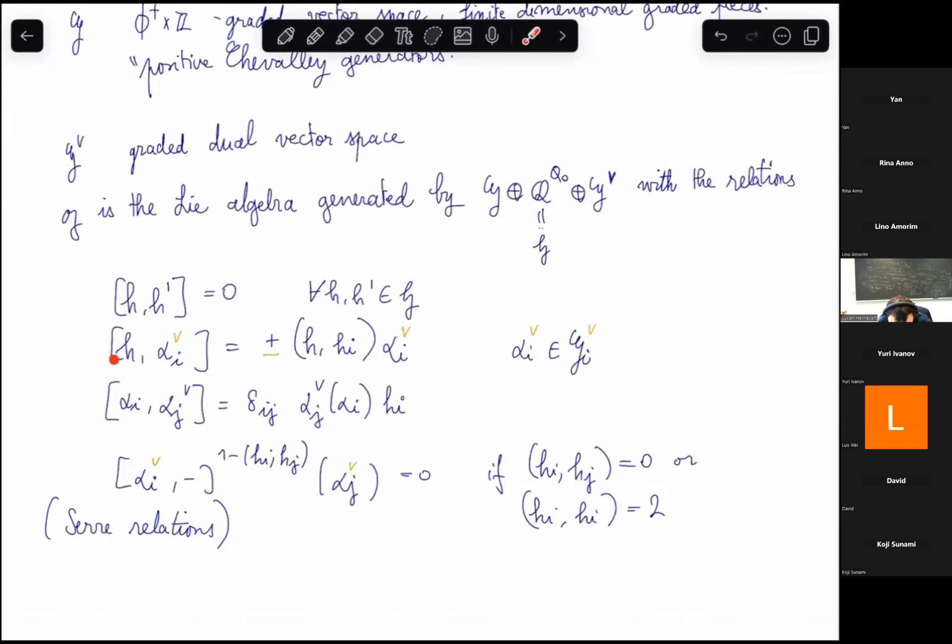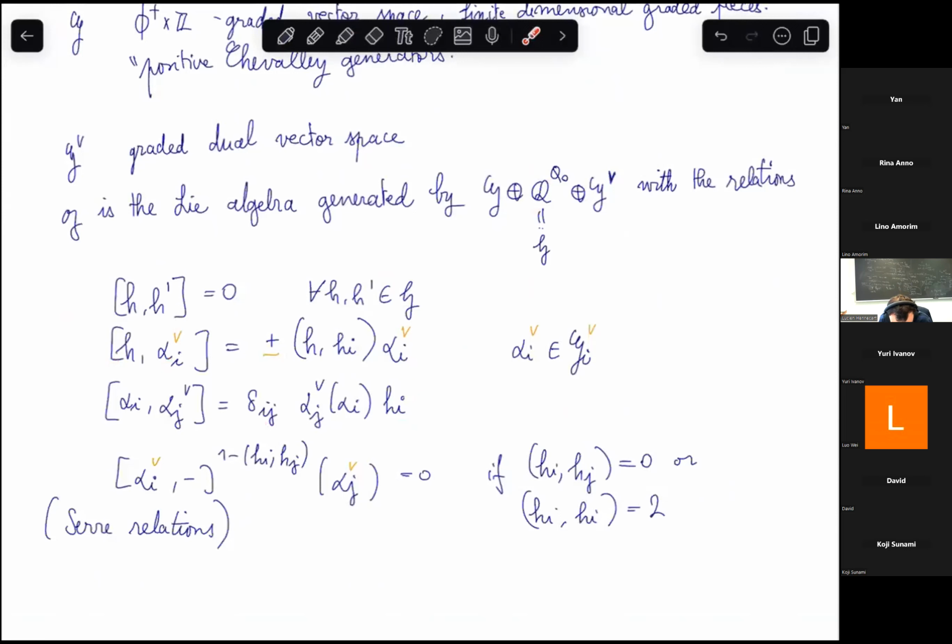We can describe the action of the Cartan subalgebra on positive and negative Chevalley generators. If you make some element of the Cartan commute with some positive or negative Chevalley generators, it's an eigenvector, and you have some eigenvalue given by a linear form. If you make some positive and negative Chevalley generators commute, then it's most of the time 0, except when i equals j, and then it's a multiple of some Cartan element.